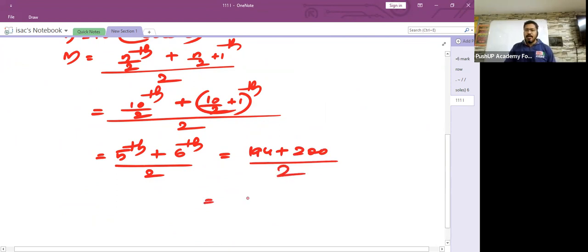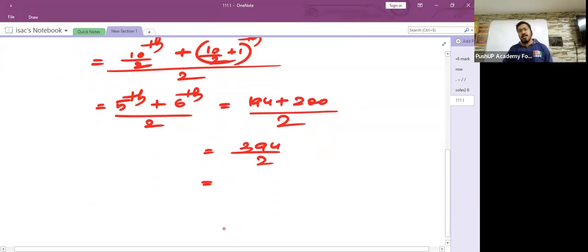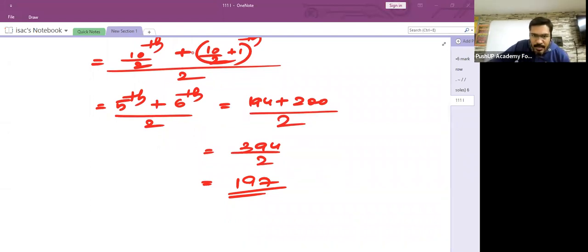Isn't it? 194 plus 200 is what? 394 whole divided by 2. And what is 394 divided by 2? 197. Right? Perfect answer, children. Very good. Namrata, very good. Okay, Joshua. Let's do one more sum.